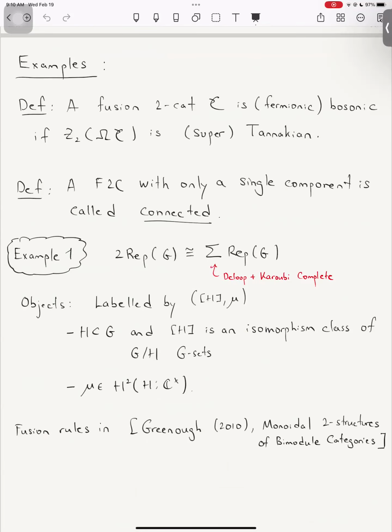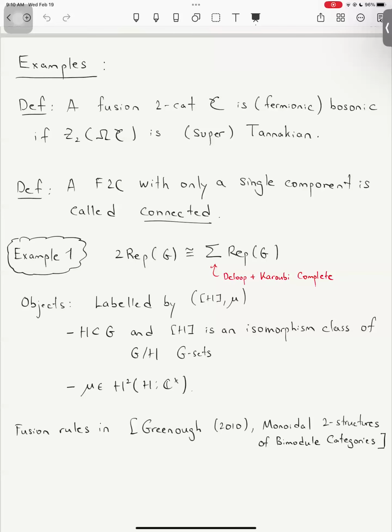So let me begin with some examples of fusion two categories. I assume that people haven't worked with fusion two categories before. I've given you a definition, but I want to unpack it a little more with some concrete examples, things that you can actually get your hands on and work with, especially if you're a physicist and you want to compute things.